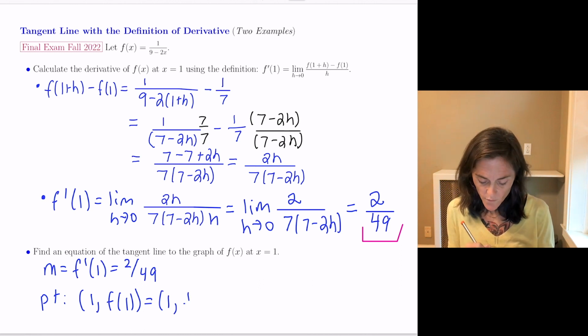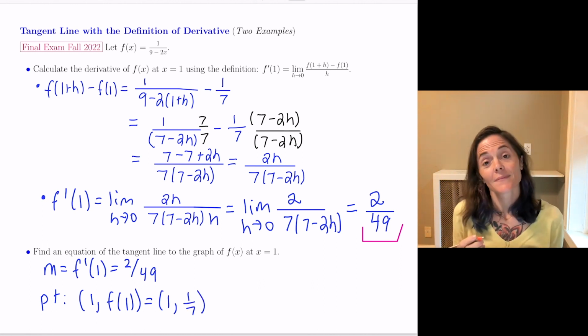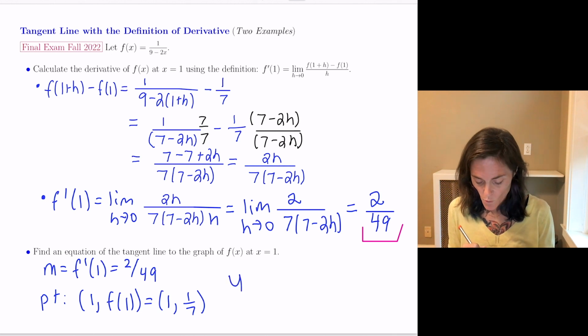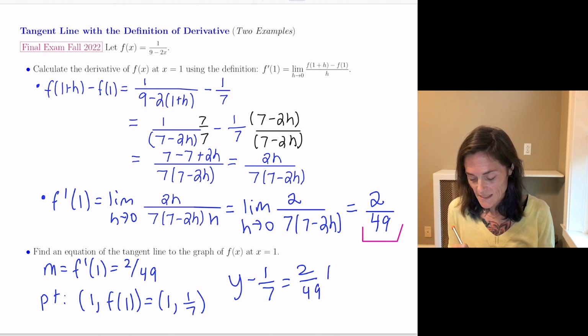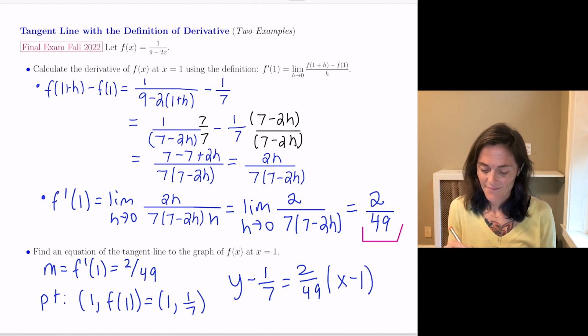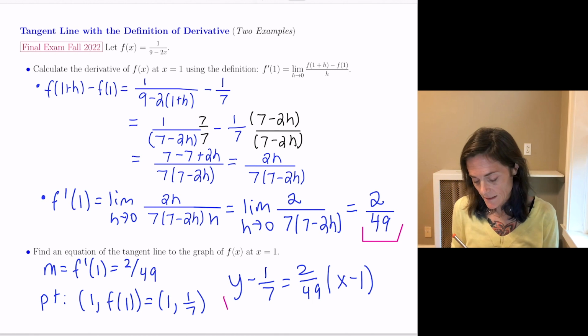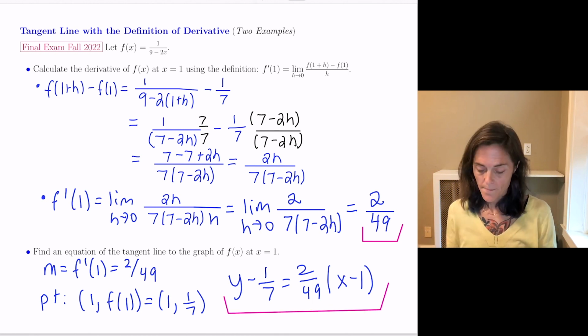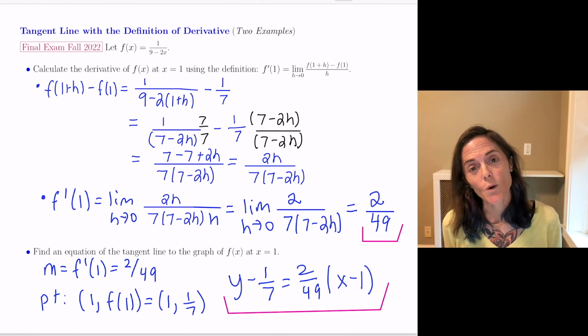F of 1 is 1/7. So my final answer: y minus the y value equals the slope times x minus the x value. It's perfectly fine to leave this in point slope form. So this finishes this first question.